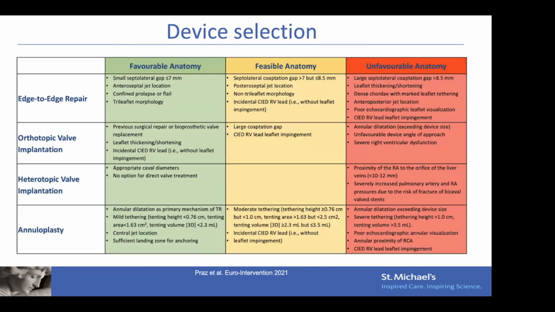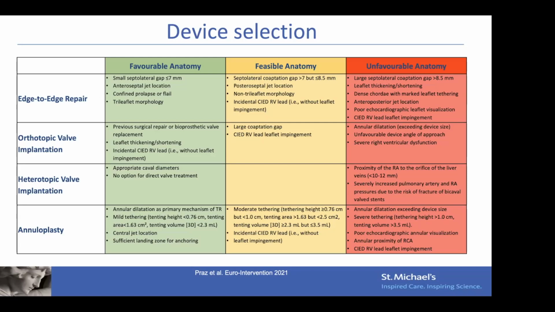If you then look at the different categories of transcatheter tricuspid valve intervention, and which anatomy is favorable, feasible, or unfavorable for each of these interventions, you see that for edge-to-edge repair, the most ideal patient is a patient with a small gap, typically an anteroseptal jet, can be confined prolapse or flail, but not excessive, and should be the classic tri-leaflet or bi-leaflet morphology.